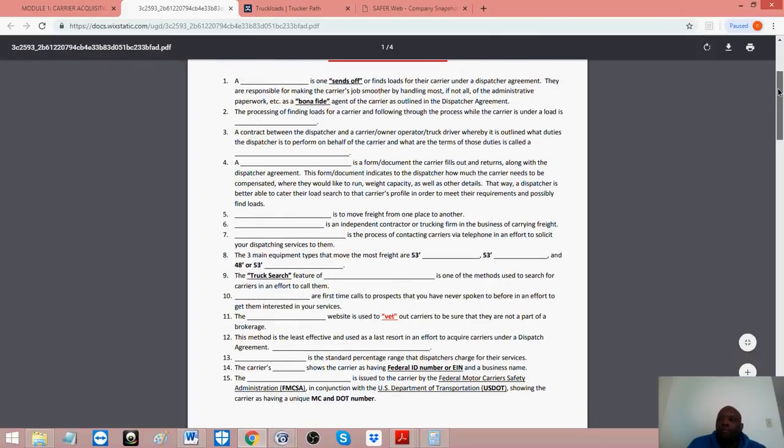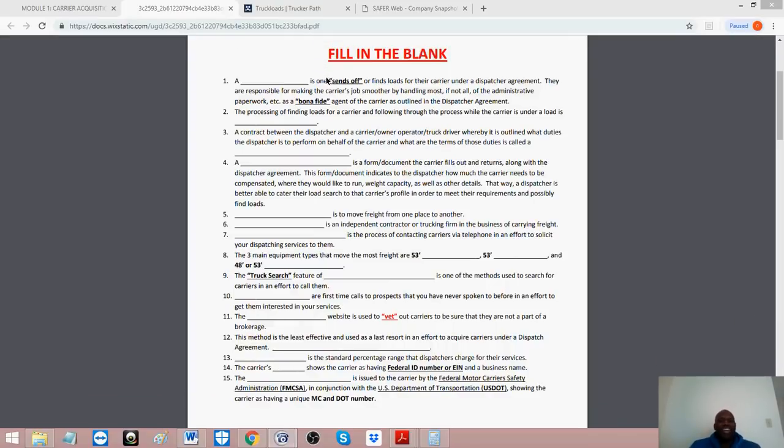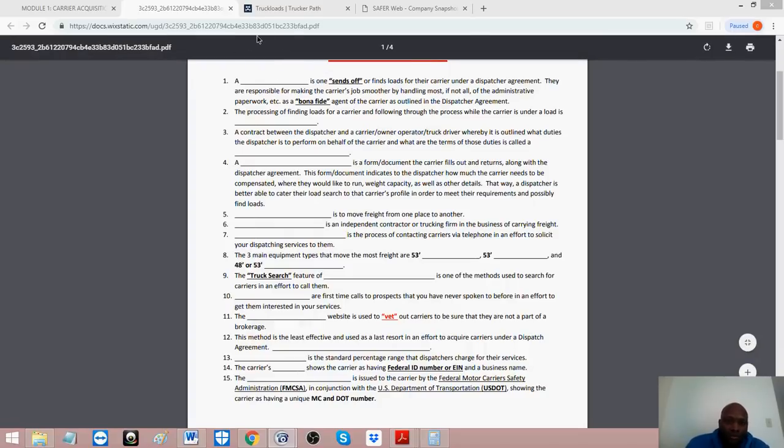Okay, number one. I need to change this because some information is not in here. The blank is the one who sends off or finds loads for their carrier under a dispatcher agreement. They are responsible for making the carrier's job smoother by handling most, if not all, of the administrative paperwork, as a bona fide agent of the carrier as outlined in the dispatch agreement. Someone typed dispatcher. That is correct. Denise, are you cheating? You already know the answer to these. That's fine, you can help someone else. Sergio too. Number one is dispatcher.